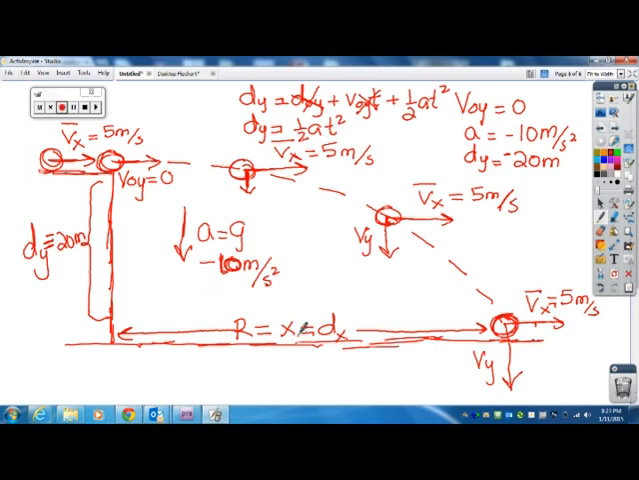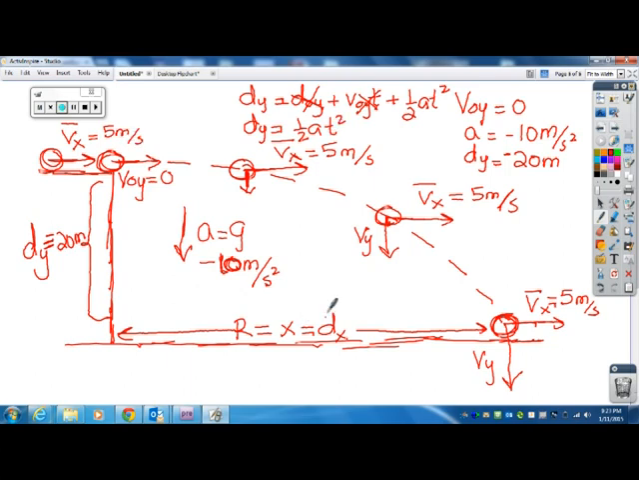you can solve for your displacement, because if the ball has spent 1 second in the air, it's gone 5 meters to the right, because it's traveling 5 meters per second to the right. If it spends 2 seconds in the air, the ball has gone 10 meters to the right. If the time comes out to be 3 seconds, the ball has gone 15 meters to the right.